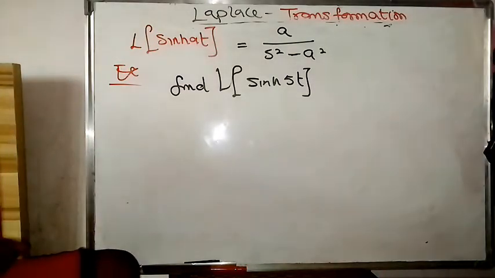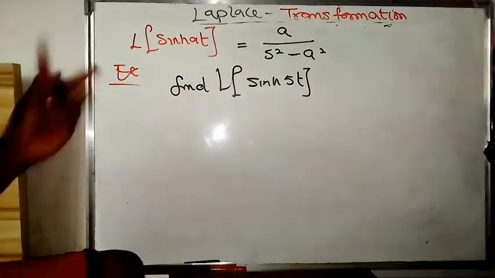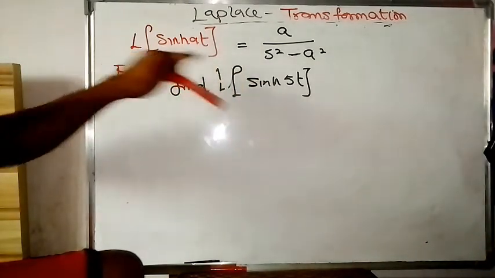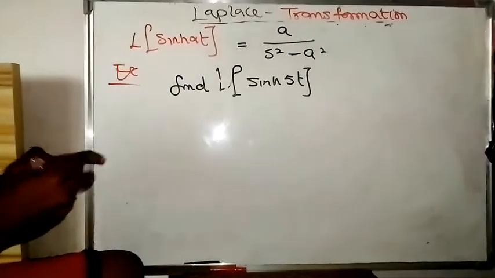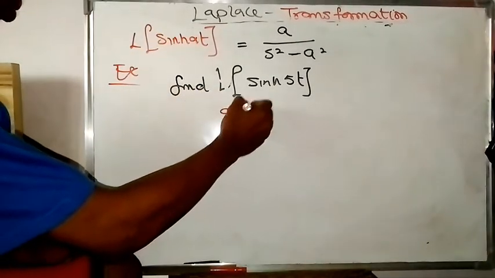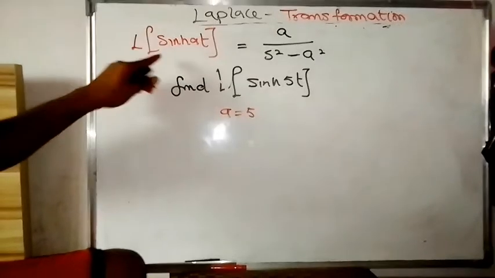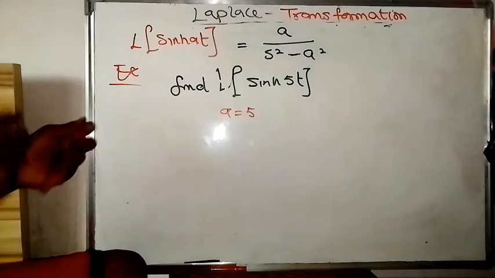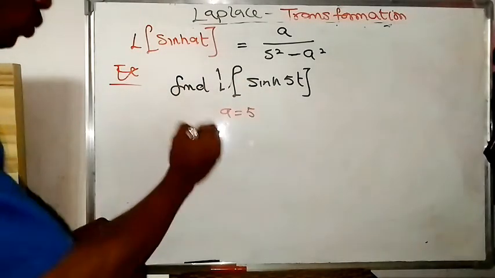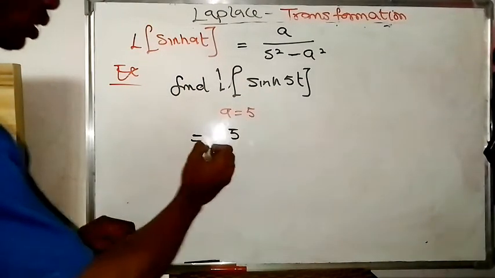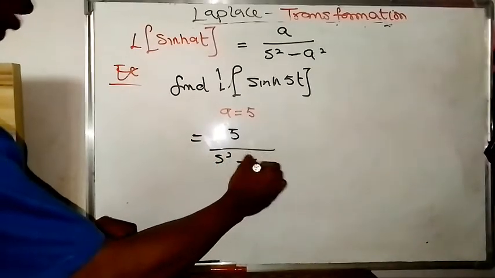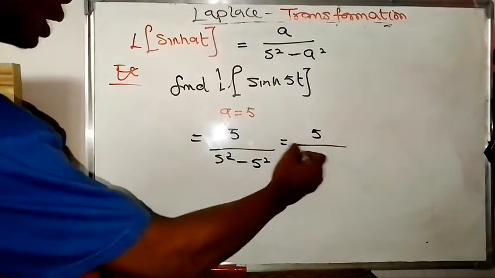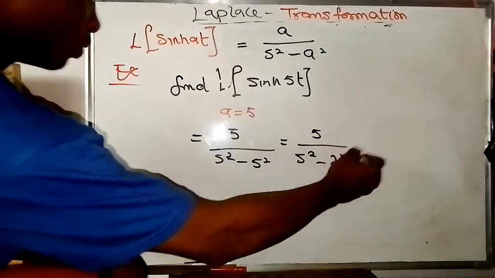Now we all know that the Laplace of sinh at is equal to a divided by s squared minus a squared, right? So comparing this to this, we know that my a is equal to what? My a is equal to 5, right? So a is equal to 5. So the Laplace of sinh 5t will now be equal to 5 divided by s squared minus 5 squared, which is equal to 5 divided by s squared minus 25.